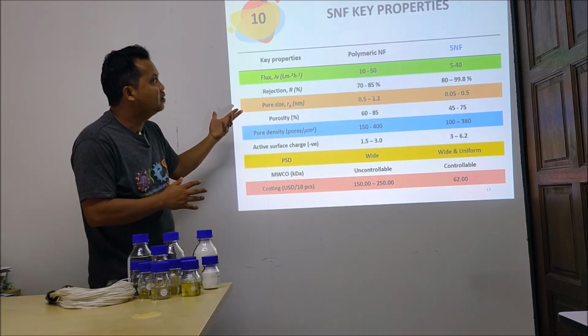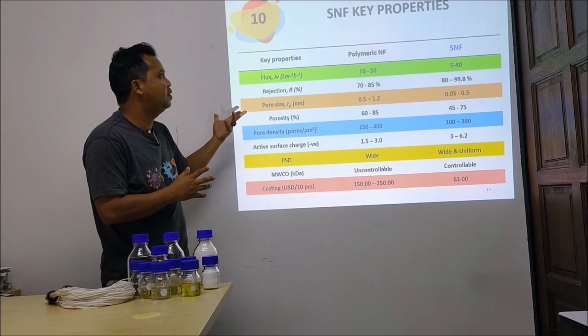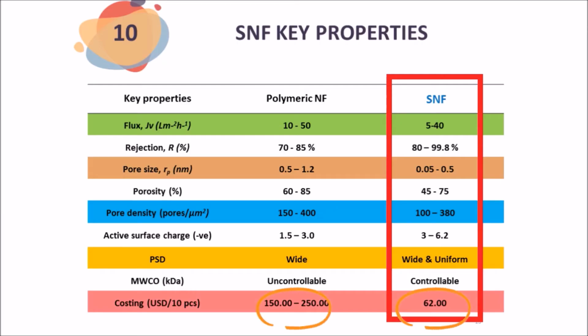Not only the testing and the morphology, we also do modeling to characterize a few key properties important for a nanofiltration membrane, for example pore size, porosity, pore density, surface active charge, up to molecular weight cutoff. Interestingly, we compare our SNF with a commercial polymeric membrane, and this data shows that our membrane is comparable to the commercial membrane. But the most important point is our membrane is only 62 USD per 10 pieces, compared to the commercial polymeric membrane with a price of up to $250.